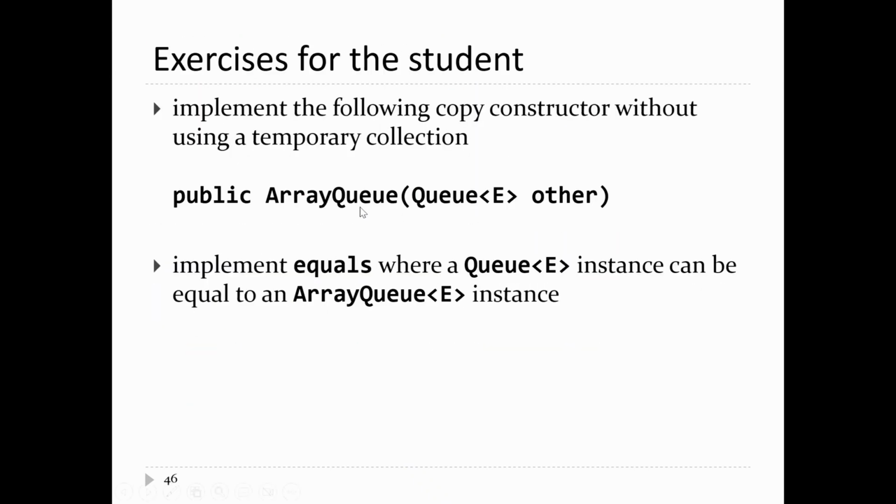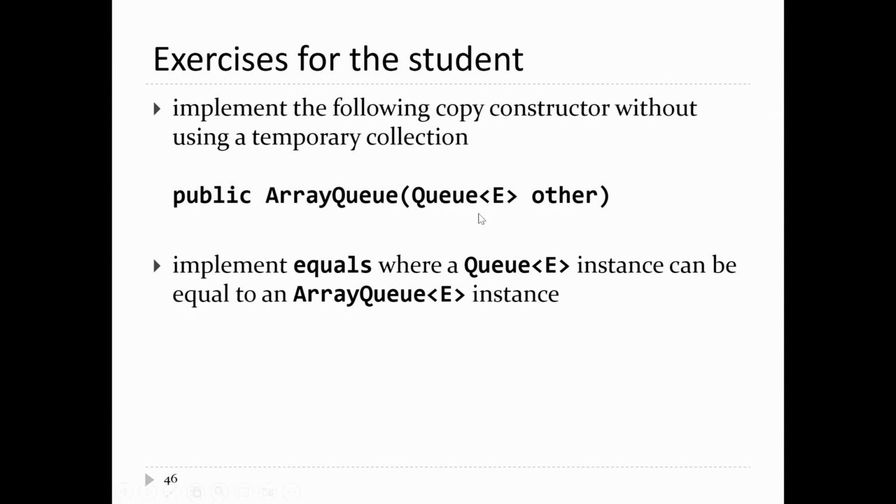So in other words, I might want the copy constructor for array queue. Now, Queue is the interface type. It's not the type of any specific queue. So I don't know if it's a list-based queue or an array-based queue or, in a second, a node-based queue. I don't know what type of queue it is anymore. And so the question is, how do you implement this constructor now?